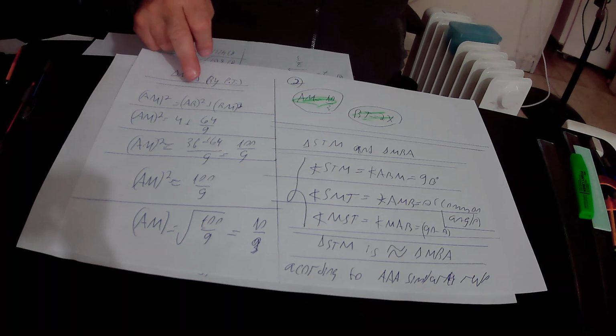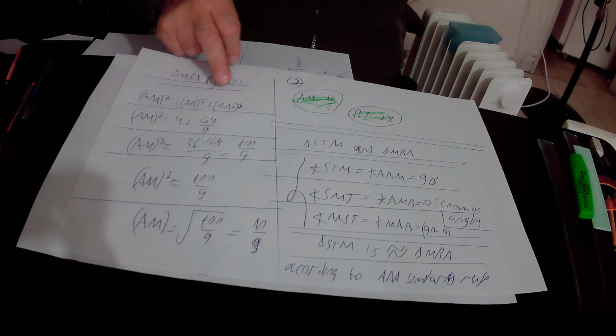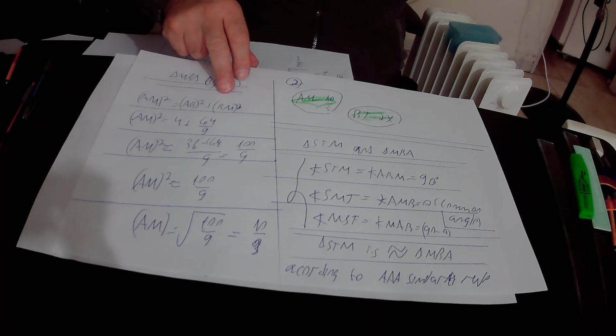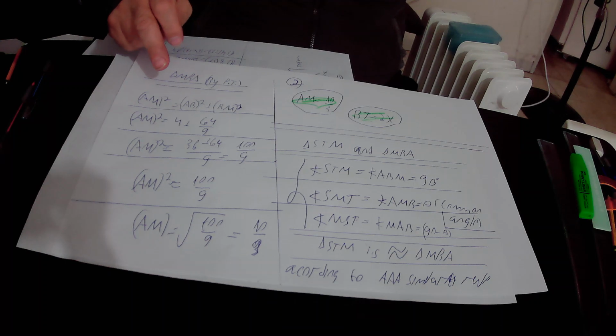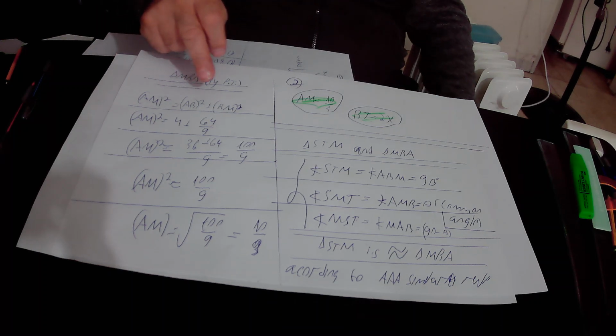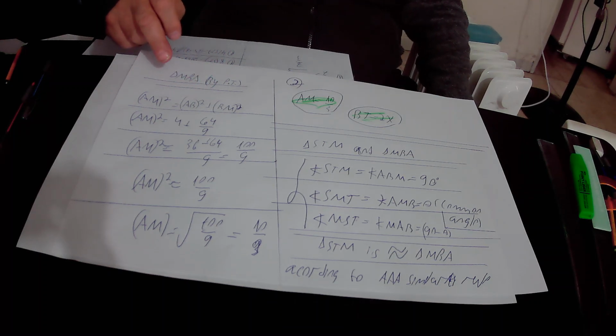So AM square equals AB square. AB is 2, therefore AB square is 2 squared, that is 4, plus BM square. BM is 8 over 3, therefore BM square is 8 over 3 squared, that is 64 over 9. So we found out that AM square equals 4 plus 64 over 9.